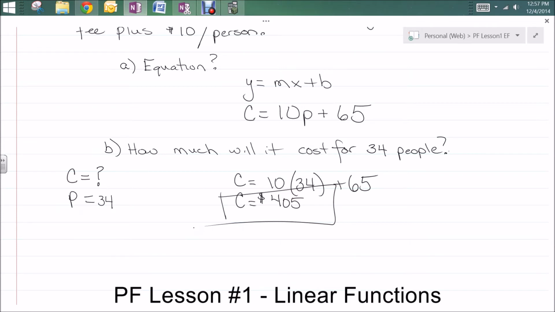And I can ask other questions too. If I have $1,000 to spend, how many people can I invite? That sort of thing. In that case, you'd have to round down. You can't invite 282.7 people. Well, for $1,000, you can invite 282.